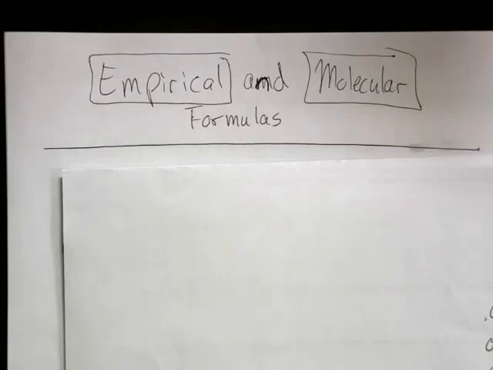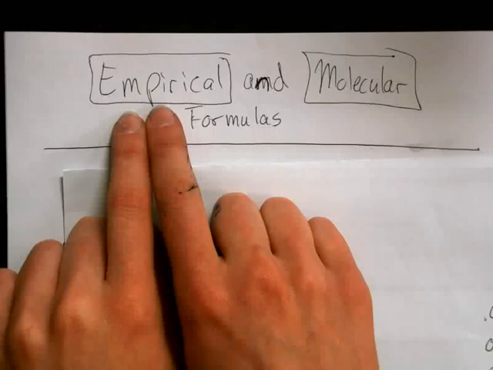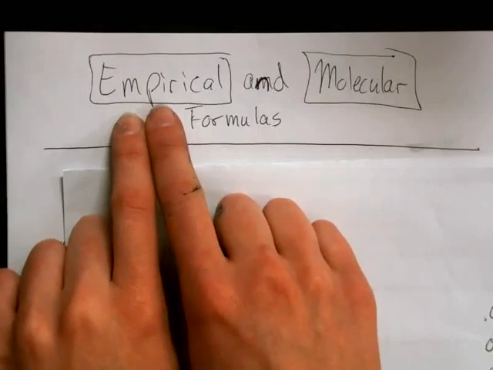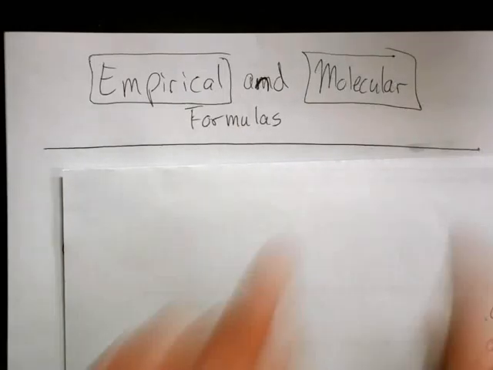This video is on empirical and molecular formulas, some general background as well as how to calculate both of them. So first, empirical. Your empirical formula will be the simplest whole number ratio. It's the reduced version. It might not necessarily be true, but it's the simplest, most simplified version.